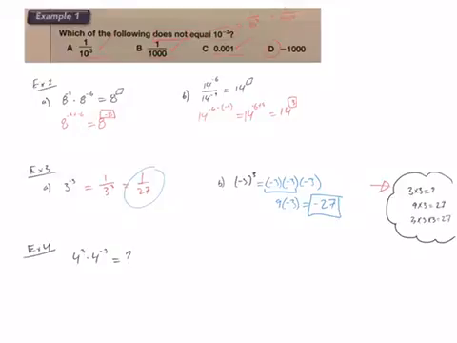And then this one says, simplify this. So this is kind of like example 2a. We're just going to add those exponents. 4 to the 3 plus a negative 3. That's going to be 4 to, well, 3 plus a negative 3 is just 0. So 4 to the 0th power is 1.